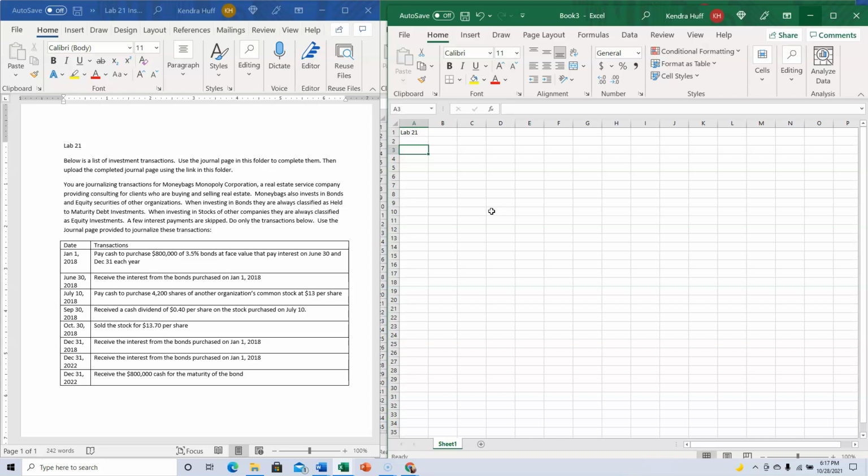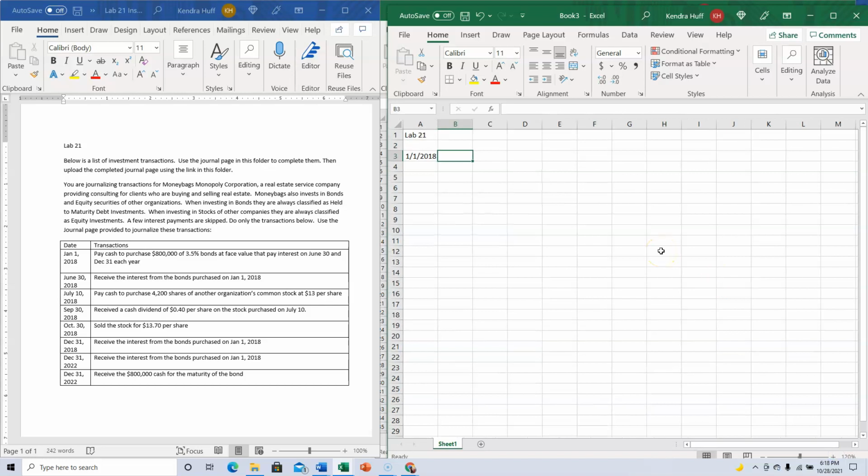January 1st of 2018. Pay cash to purchase $800,000 of 3.5% bonds at face value that pay interest on June 30th and December 31st of each year. So, investment in held-to-maturity securities. We're making an investment in bonds, and they're called investment in held-to-maturity securities, which I obviously cannot spell. Maturity. Securities, and we paid cash.